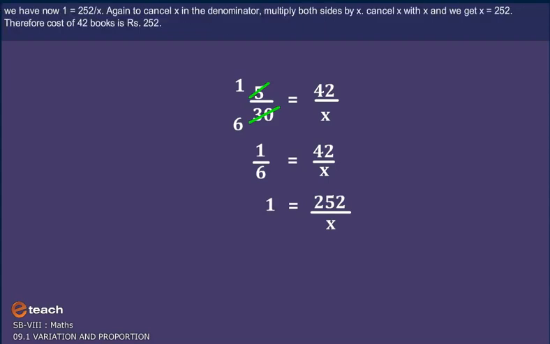Therefore, we now have 1 is equal to 252/x. Again, to cancel x in the denominator, multiply both sides by x. Cancel x with x and we get x is equal to 252. Therefore, the cost of 42 books is ₹252.